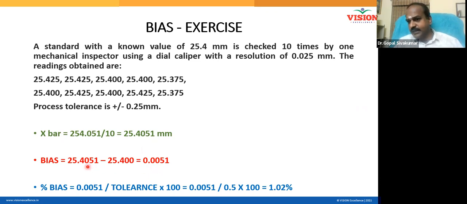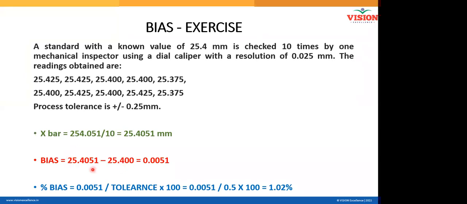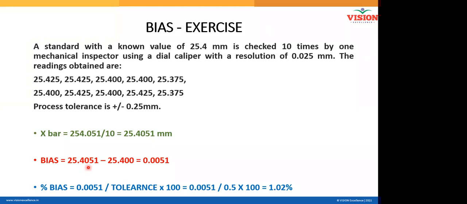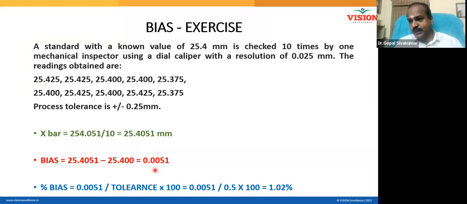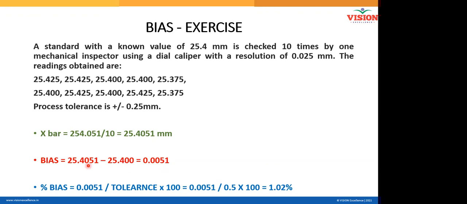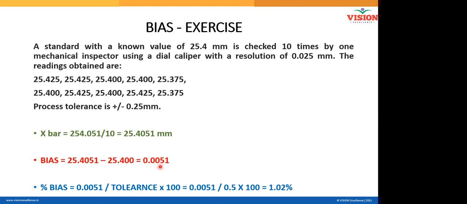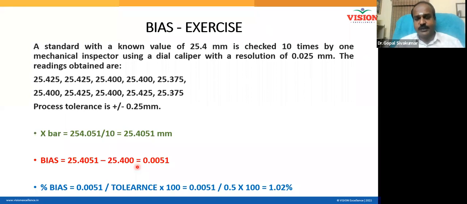Correct? The observed value is 25.4051. When I subtract the 0.0051, can I get the true value? Sir, could you repeat that? The observed value is 25.4051. From this, I subtract the bias value. Bias is 0.0051. The result will be 25.400. Am I correct? You subtract and tell me 25.4051 minus 0.0051. True value will come, 25.4. That means from the observed value, you can get the true value by subtracting the bias.